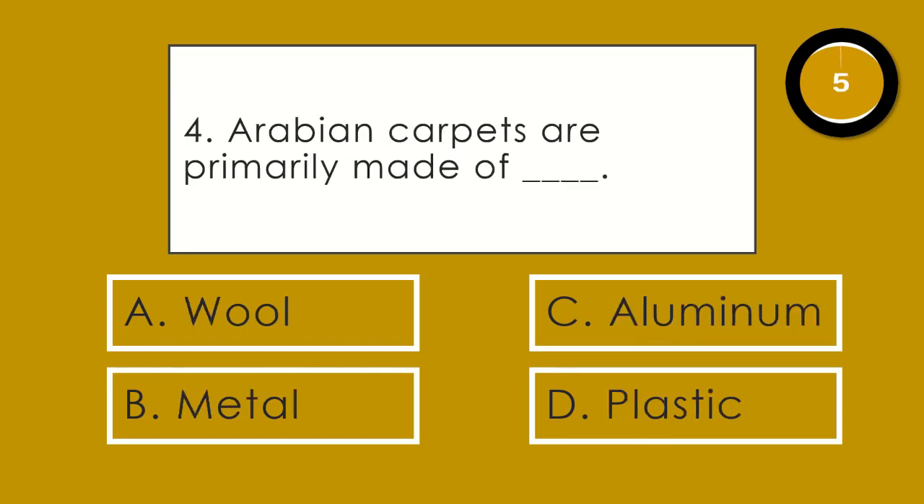Arabian carpets are primarily made of wool, metal, aluminum, or plastic. You have 5 seconds. Time is up. Let's have our last item.